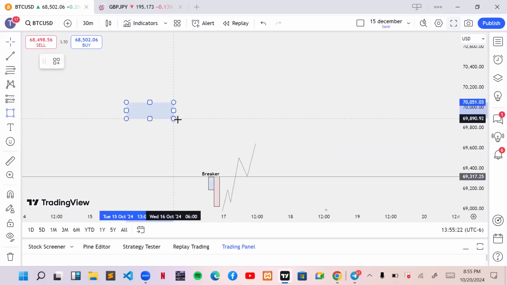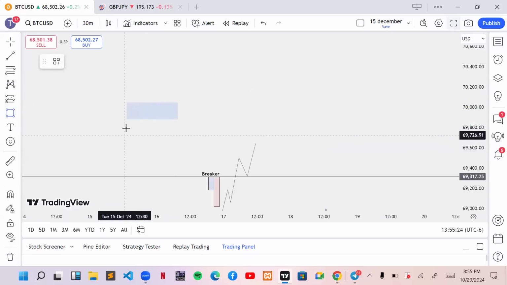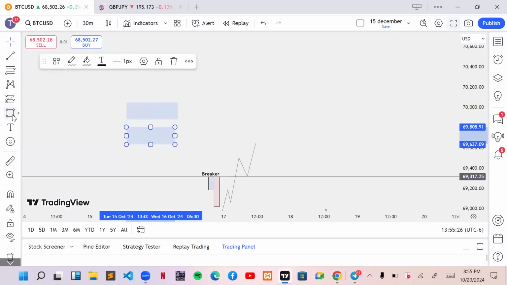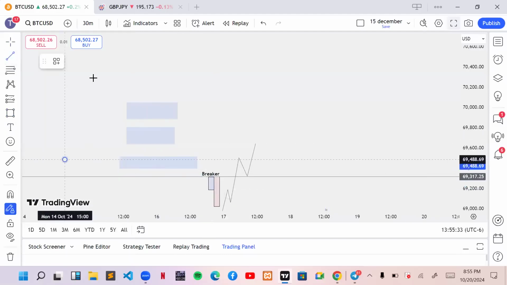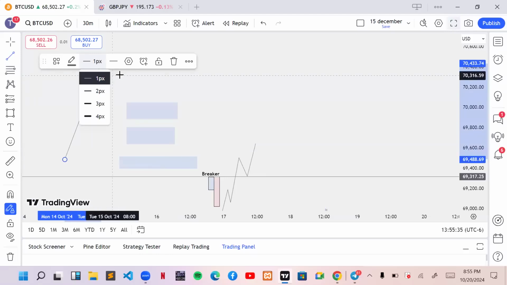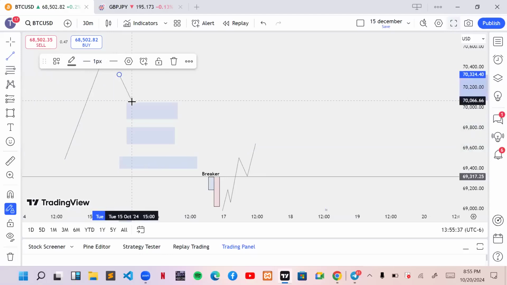So if there's a breaker here, there's also another breaker here, and then there's another block here. If market does a structure shift, which is something like this, and this is the first pullback here.